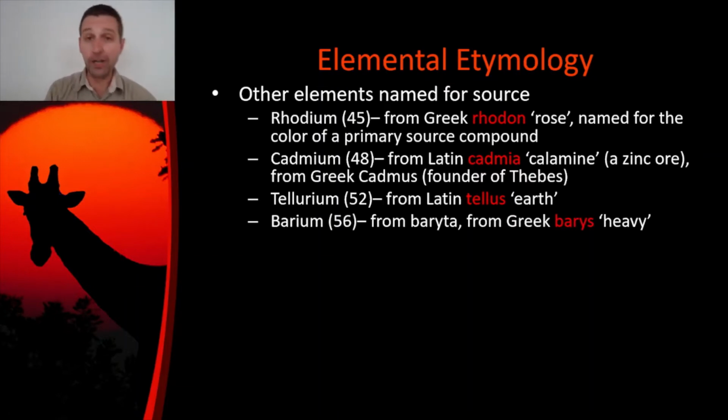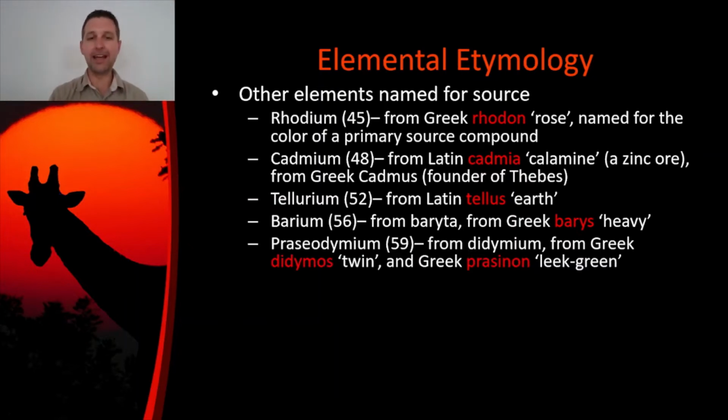Barium, again, comes from a particular compound that was named after a Greek word. That Greek word was barus, which means heavy. We get other bari words from this ancient Greek word that means heavy. So barium is named after the compound or ore or source that had this word that means heavy attached to it.